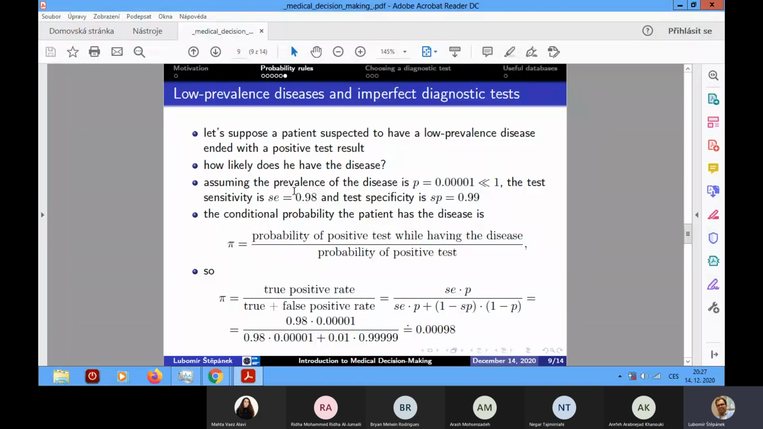So it could return a false positive or a false negative result. So this is also an example which is important to know, or it's just simply good to know about. So let's suppose that you have a patient who is suspected to have a low prevalence disease. So I would say it's a kind of rare disease.